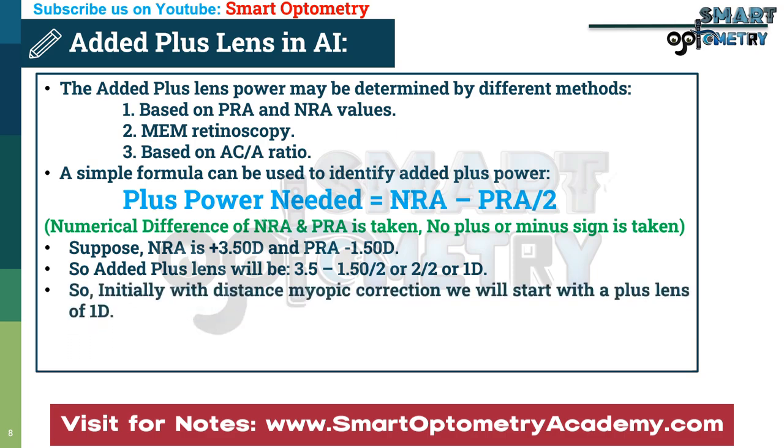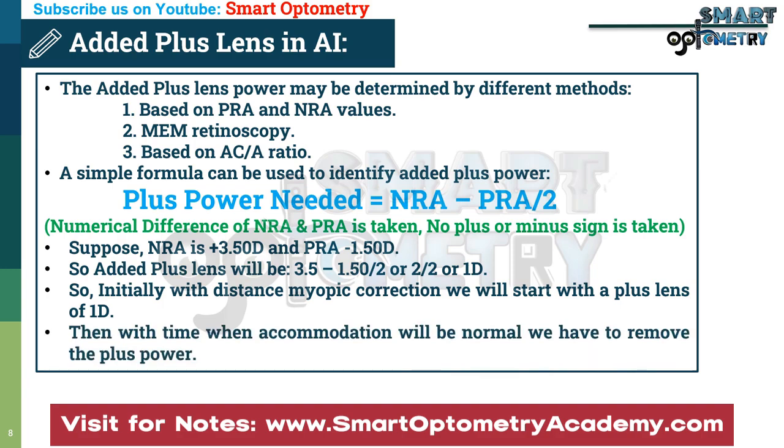So initially, with distance myopic correction, we will start with a plus lens of 1 diopter. Then with time, when accommodation becomes normal, we have to remove the plus lens.